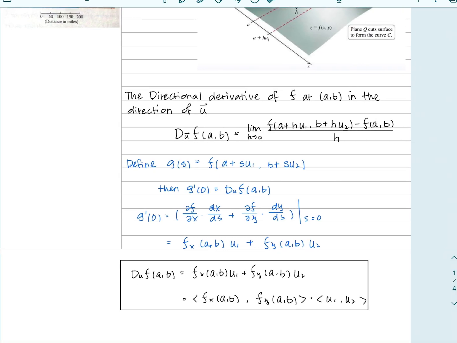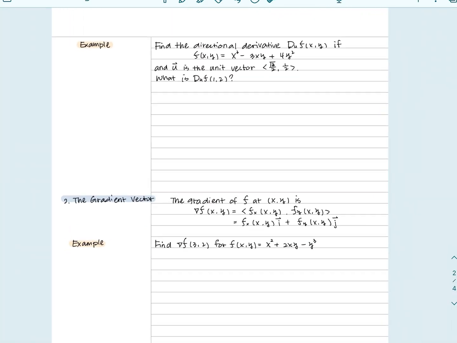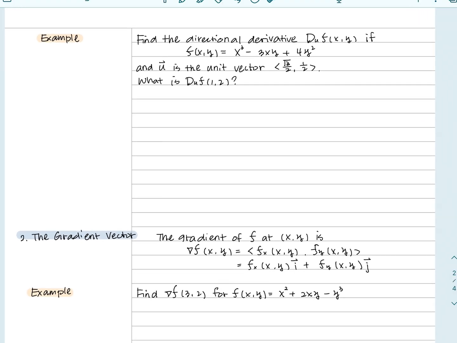Now let's see an example problem. We will use this formula to get the directional derivative for the following function. So this is a notation: directional derivative in the direction of the unit vector u, of the function f(x, y). The function is given by x cubed minus 3xy plus 4y squared, and u is the unit vector (square root of 3 over 2, 1/2). So what is the directional derivative at the point (1, 2)?